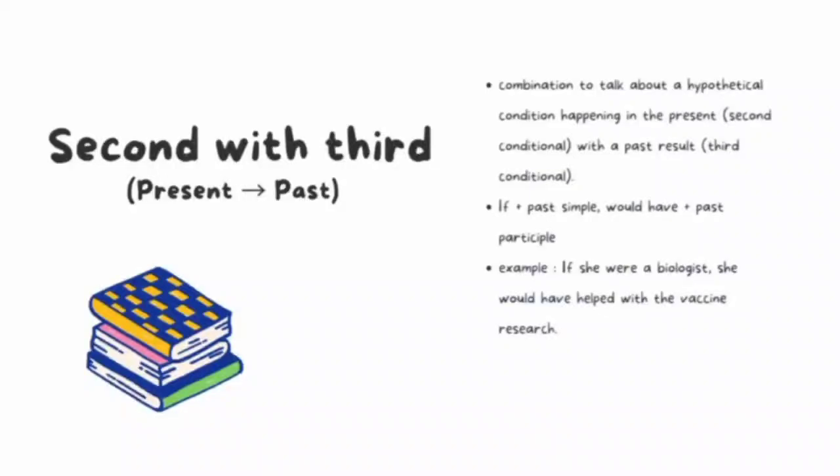Now, the second type is second with third conditional, which is a combination to talk about a hypothetical condition happening in the present, which is second conditional, with a past result, which is third conditional. The structure is if past simple, would have past participle. For example, if she were a biologist, she would have helped with the vaccine research.